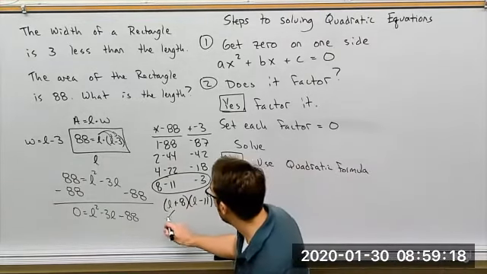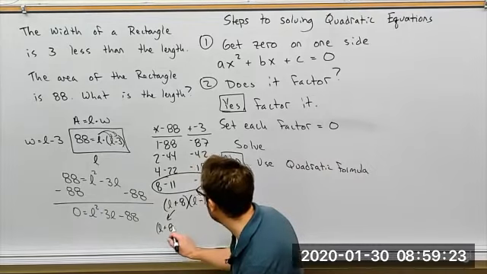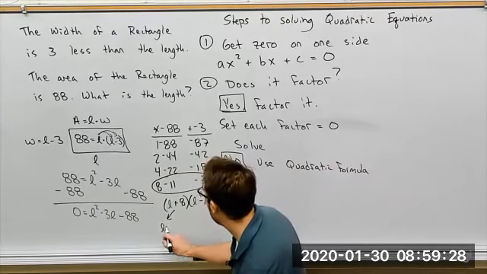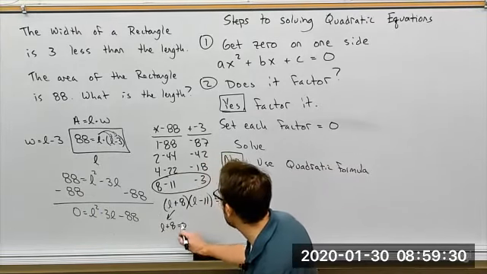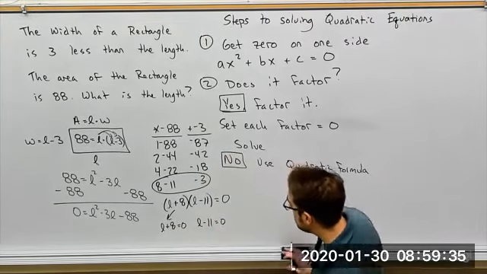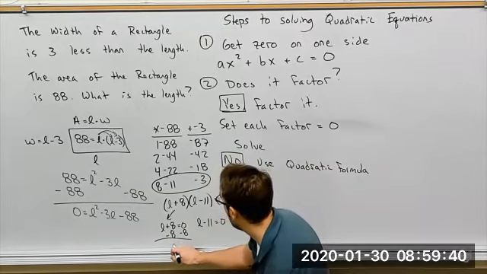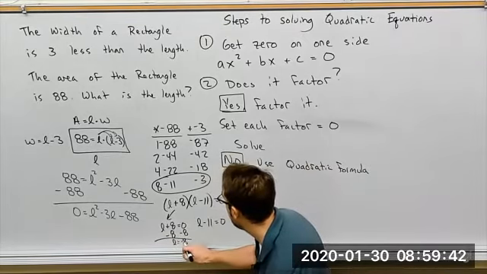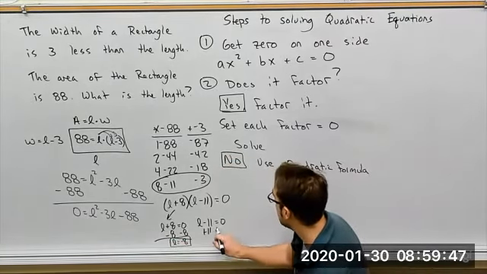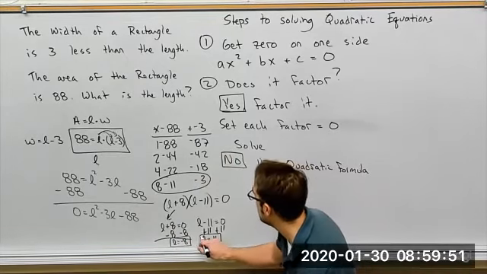Now set each one equal to 0. Either L plus 8 equals 0, or L minus 11 equals 0. Then I'm going to subtract 8 on both sides, so L is negative 8. Or I'm going to add 11 on both sides, so L is 11. We get two possible answers.